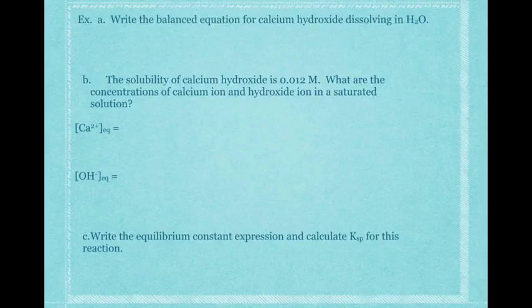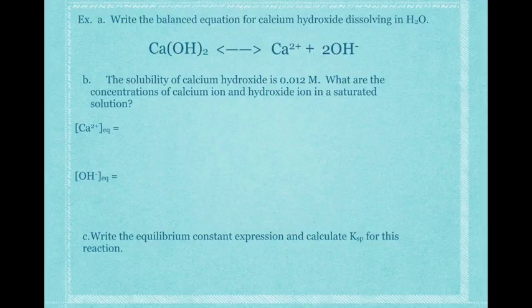So let's look at an example. Here it first asks me to write a balanced equation for calcium hydroxide dissolving in water. I start off with calcium hydroxide, and it's going to dissociate into its 2 ions: calcium ions and 2 hydroxide ions. There you go. Now, if I look at the next question, it says the solubility of calcium hydroxide is 0.012. Keep in mind that the molar solubility simply means your x. So the concentration of calcium ions and hydroxide ions is going to change. The x for this is going to be 0.012.